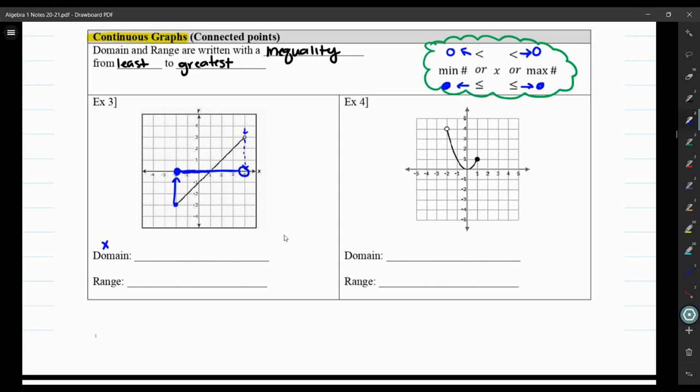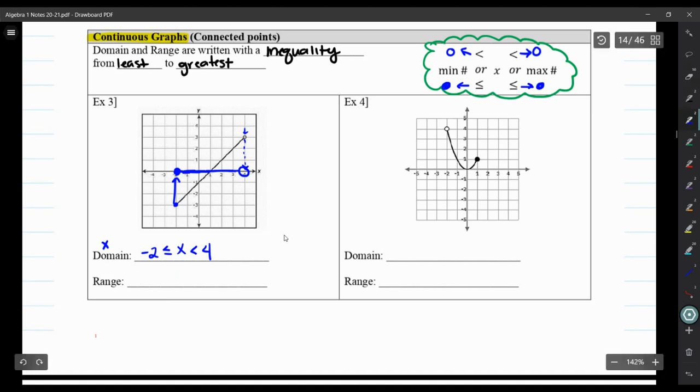-2. That's my lowest. So -2. Because it's a closed circle, I'm going to have less than or equal to. All of your x's are in the middle here. So I'm going to put x. And then on the furthest to the right, I have 4. And it's an open circle, so I'm going to say less than 4.